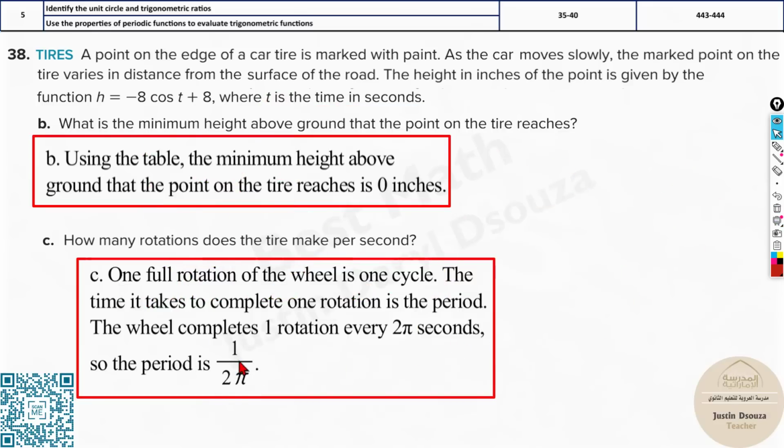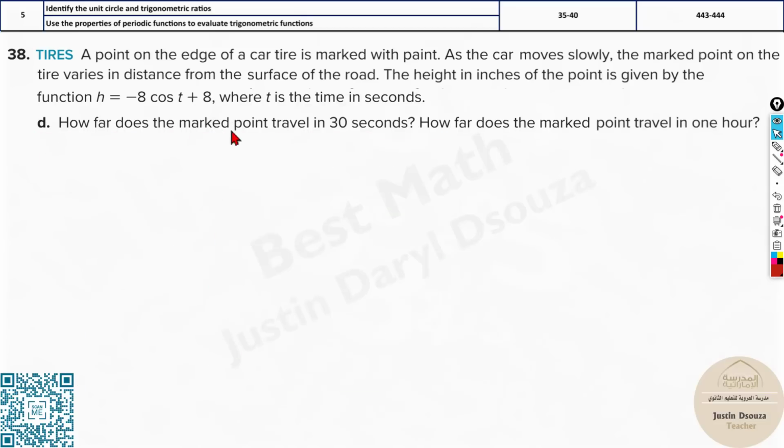This is the answer. And how far does the marked point travel in 30 seconds? Now, this is again another important thing. How far does the marked point travel in 1 hour? There are two questions here. First, let me do 30 seconds.